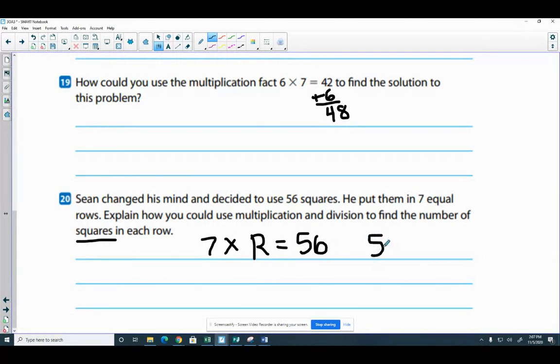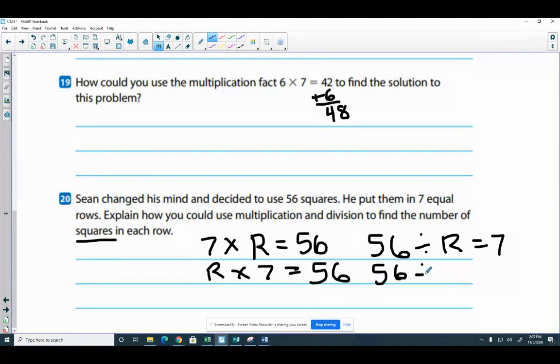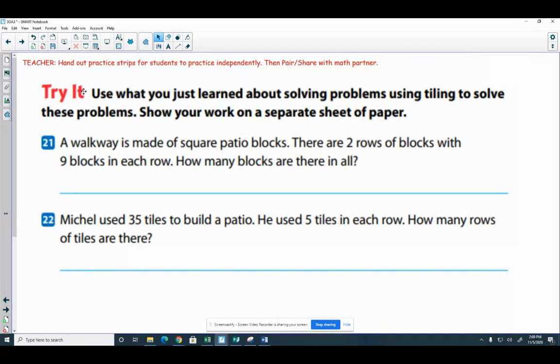Or we could ask ourselves, 56 divided by what number would give us 7. Or you could be thinking you want to put the unknown first, and that would be correct also. Or 56 divided by 7 equal rows would mean how many would be in each row. There's 4 different ways of looking at it, and they are all correct. So if you will pause the video and answer these 2 try-it problems and then check back with me.